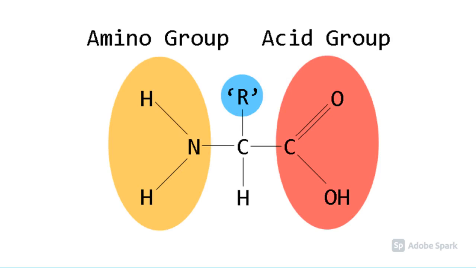Notice that this also shows the amine group on the left, the carboxyl group on the right. The central carbon atom has a hydrogen attached, and then an R group. The R group is what is different for each amino acid.